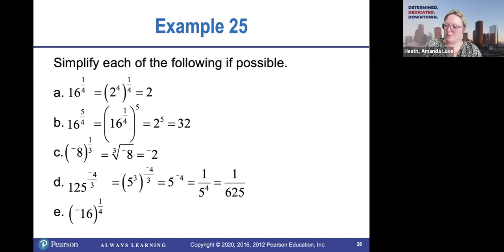So just to remind you, a to the negative 1 power is equal to 1 over a. That's how we got from this step to this step. All right, and then last but not least, we have negative 16 to the 1/4 power. So this is the 4th root of negative 16. And what you should see from this one is that we have no solution. It's not a real number because we have an even root of a negative number, and that's impossible to get in the real numbers.